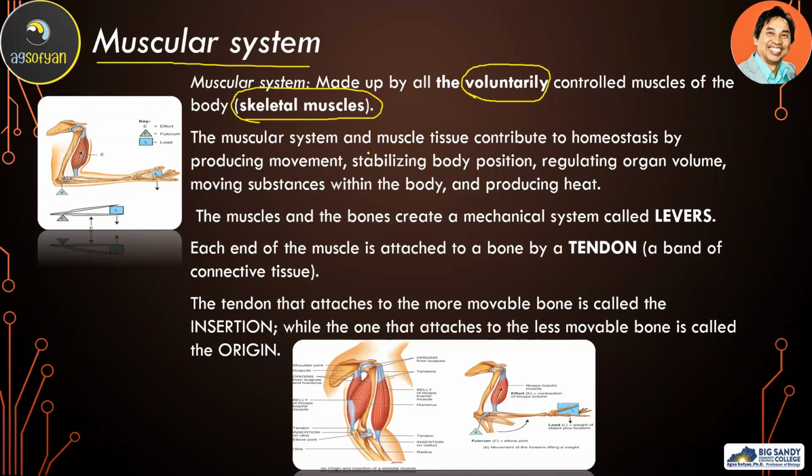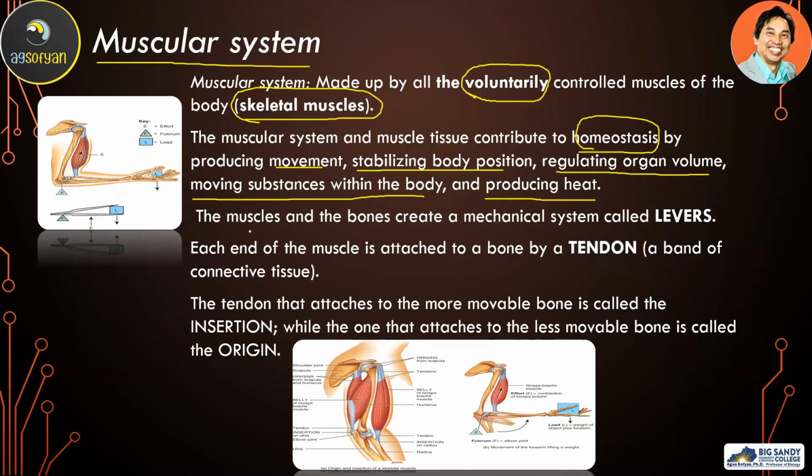And this muscular system and the muscle tissue contribute to homeostasis by producing movement, stabilizing body positions, regulating organ volume, for example pumping the blood from the heart, moving substances within the body, and also producing heat. Like during cold weather, our body performs shivering, which produces heat to increase the body temperature.